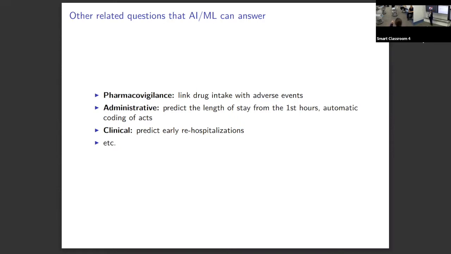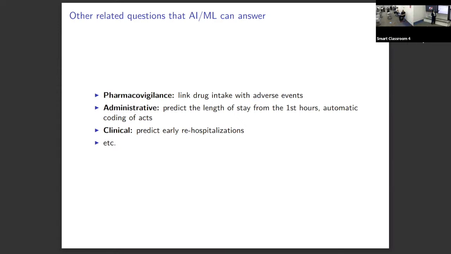First, if you work in a hospital, you want to know how long this patient is going to stay in this room, just to organize the service. And there is something like coding of acts, because medical doctors spend a lot of time coding the acts they did to the patient so that they can bill the patient. So they want something from machine learning to help them do that quickly.